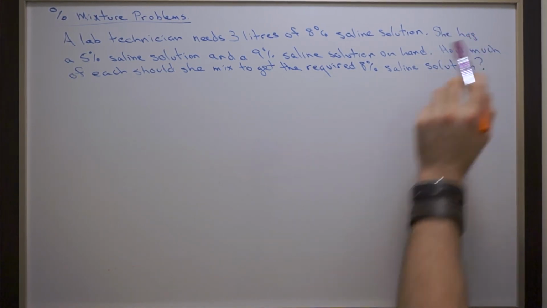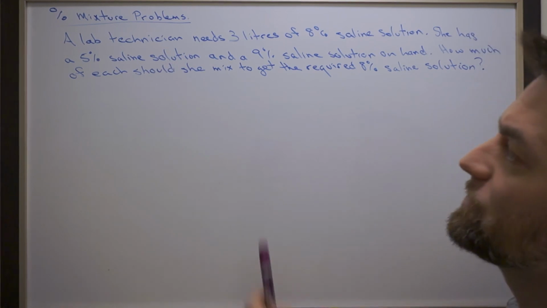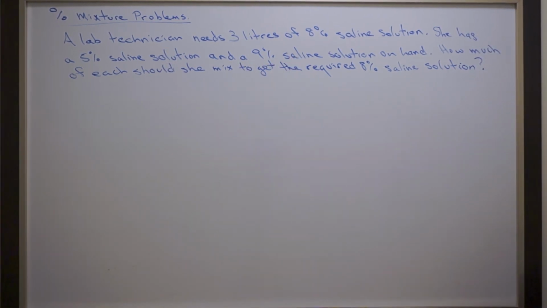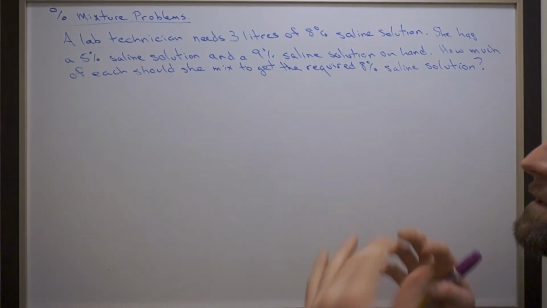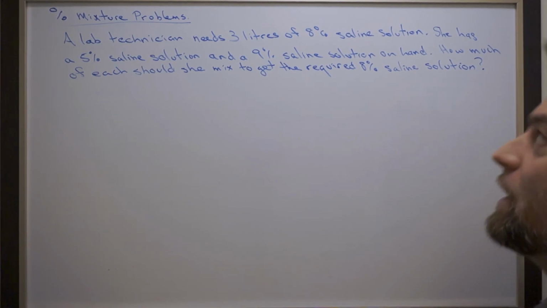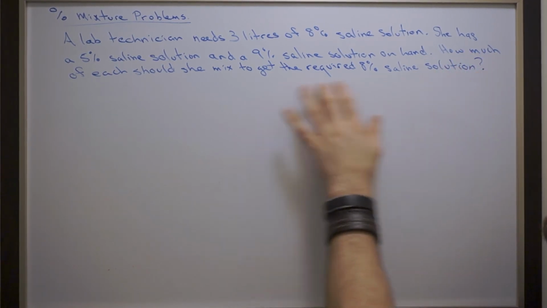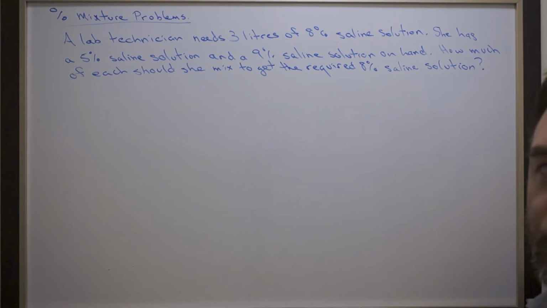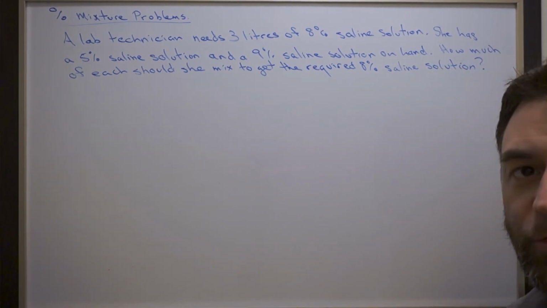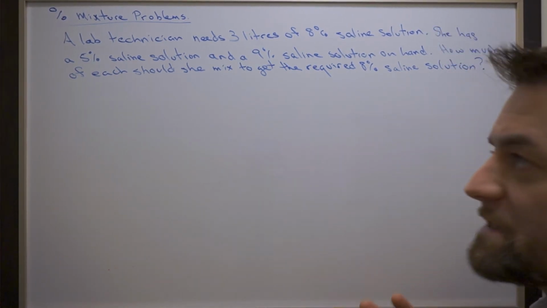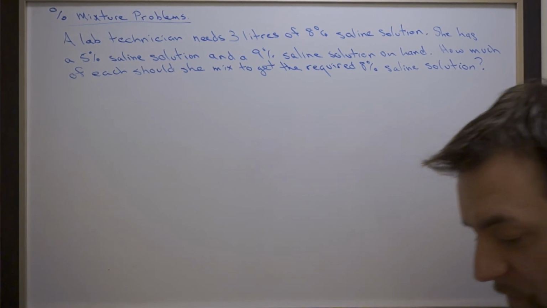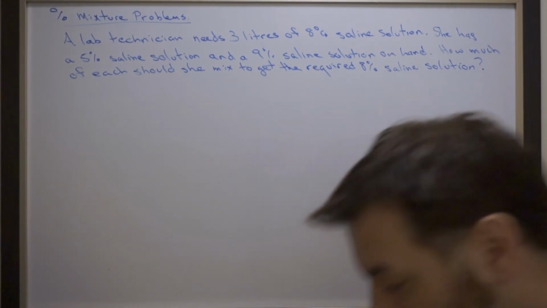On hand, she has a 5% saline solution and a 9% saline solution. So we need to figure out how to mix those two together, in what ratio, to get the required 8% solution and 3 liters of it. Similar to our speed problems, we can set up a little table to figure out what we need here.